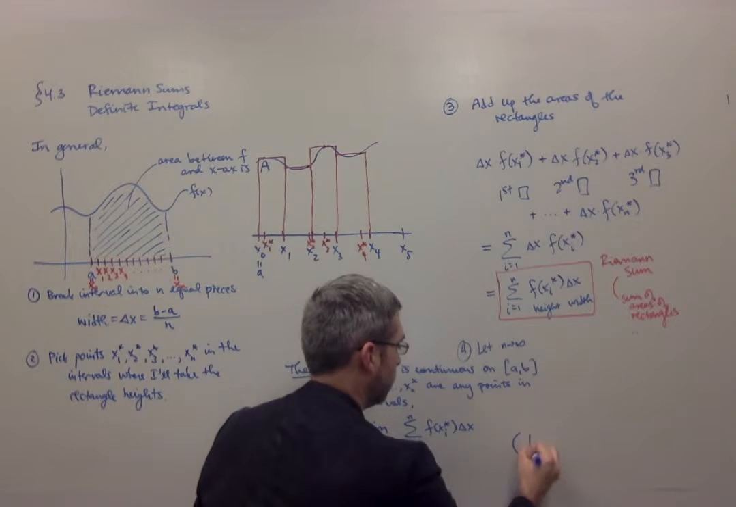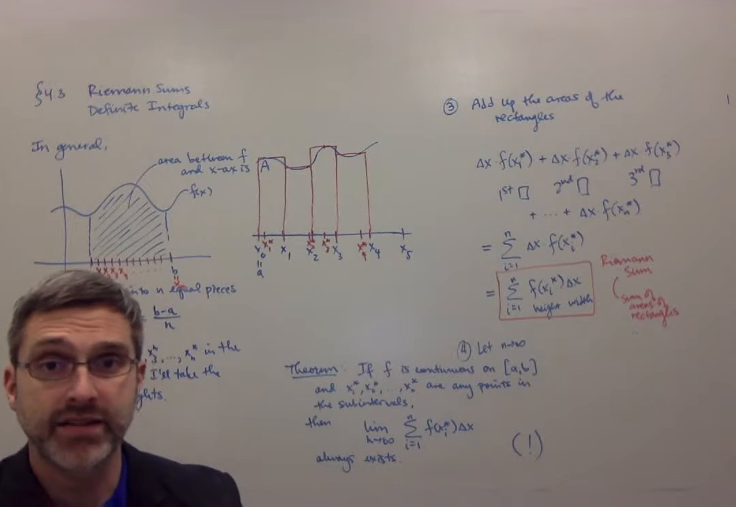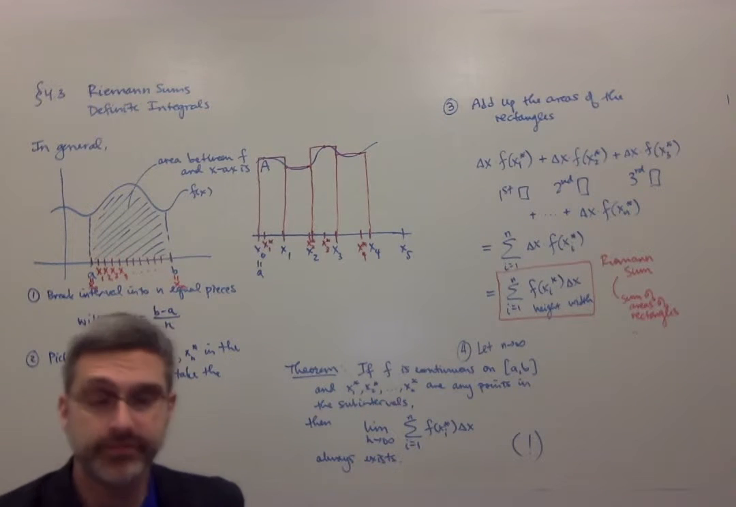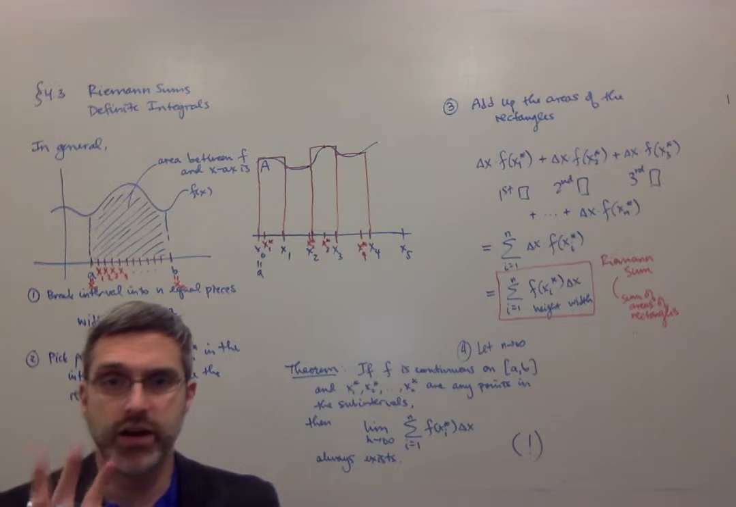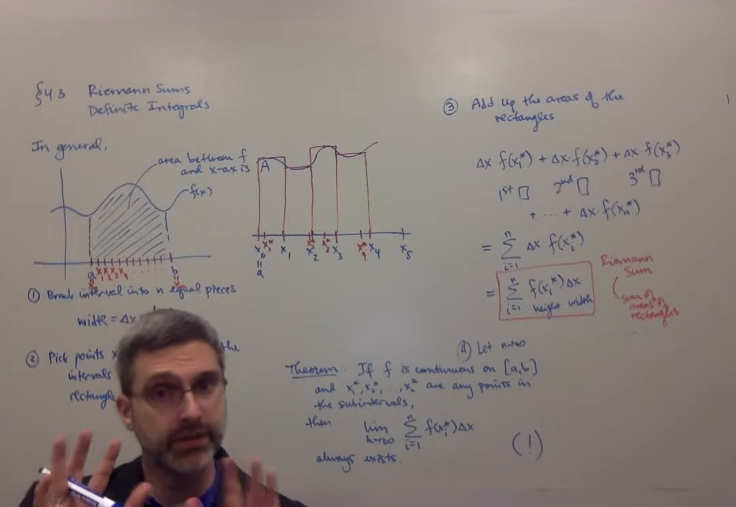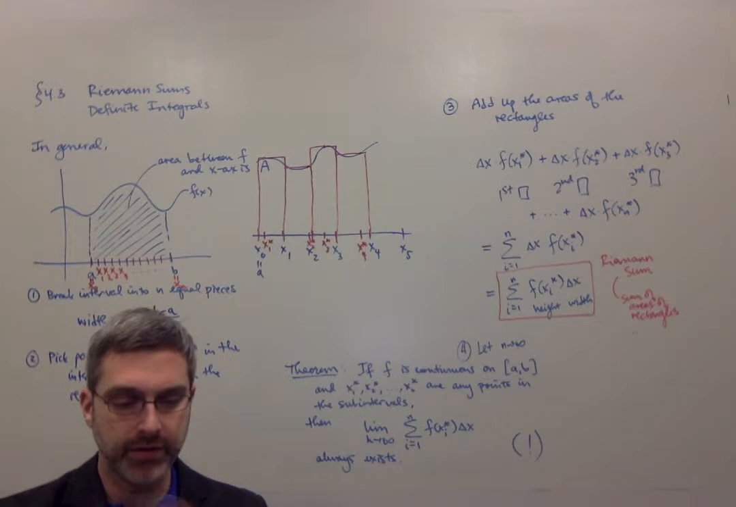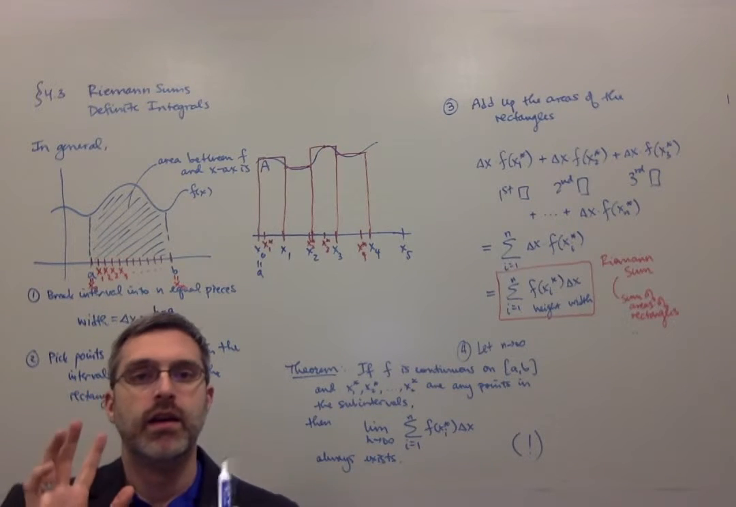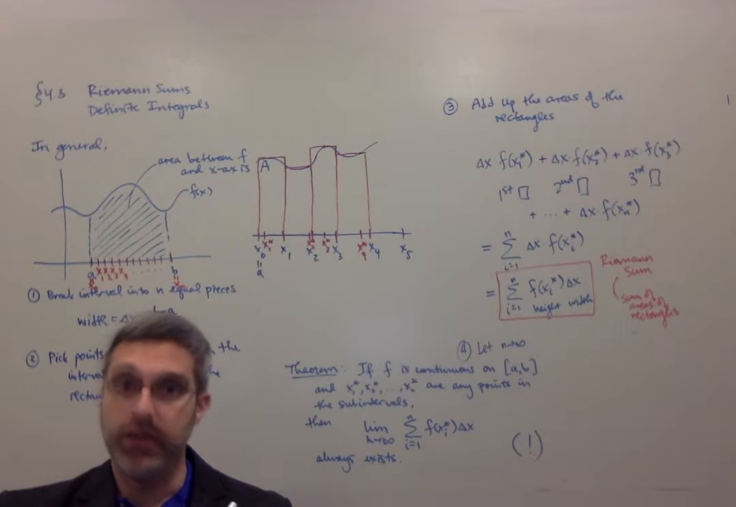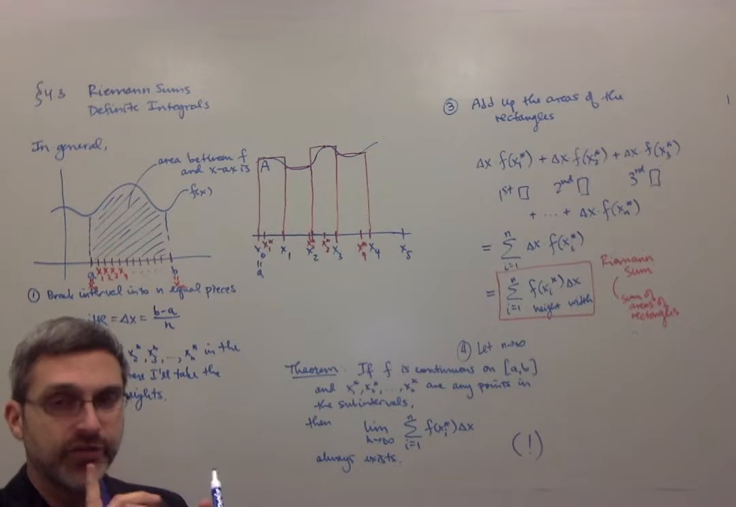I'm going to put a big exclamation point right there. That limit always exists. Okay? So as long as we're talking about a continuous function, if you were able to take that limit, now we've only been able to take it in very special cases, but if you were able to take that limit, then that limit will always exist.